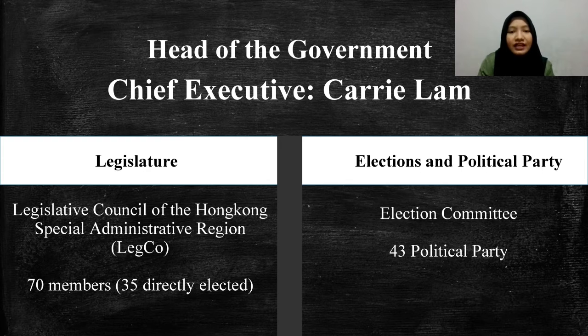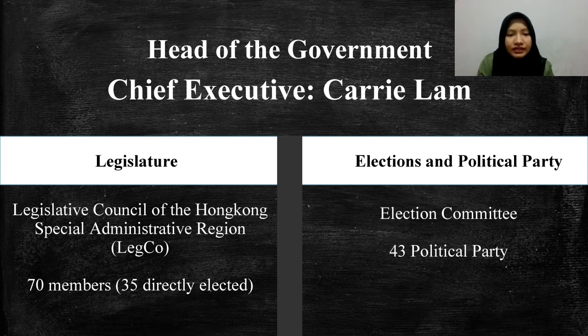For the election and political party, Hong Kong has the Election Committee, which is based on the Basic Law of Hong Kong. The electoral college is chosen by the CPG to select the region's chief executive. Furthermore, political parties are not fully regulated in Hong Kong, and hence there is no legal definition of what constitutes a political party in Hong Kong.